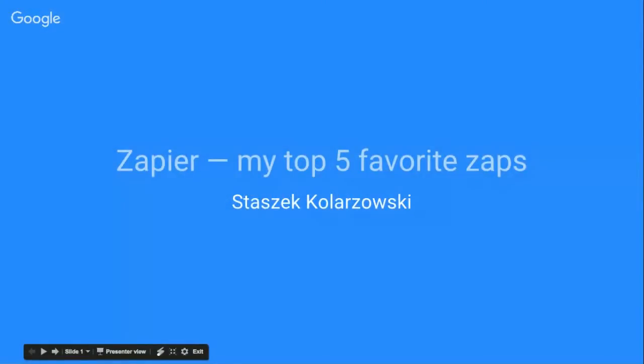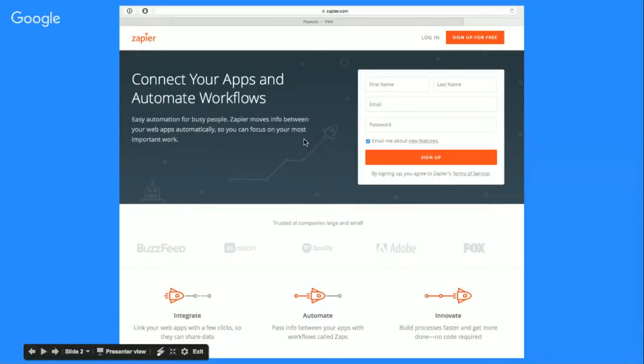Okay, so hi everyone. Today I would like to talk about Zapier, which is a very cool tool to connect different APIs from different providers. You can connect different apps together and you don't have to write any code. What I'd like to do today is show you my five favorite Zaps that make my life easier. So first of all, a few words about the tool.